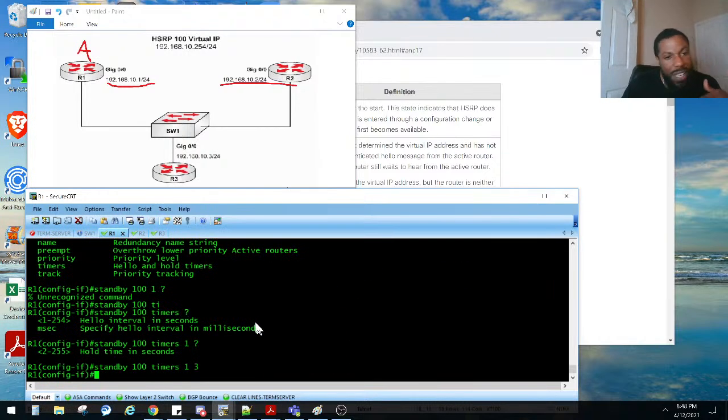Can you do that in EVE-NG? Oh yes, you can, but it's nothing different. It's something about physical hardware of being able to unplug it. But anyways, we're almost done.